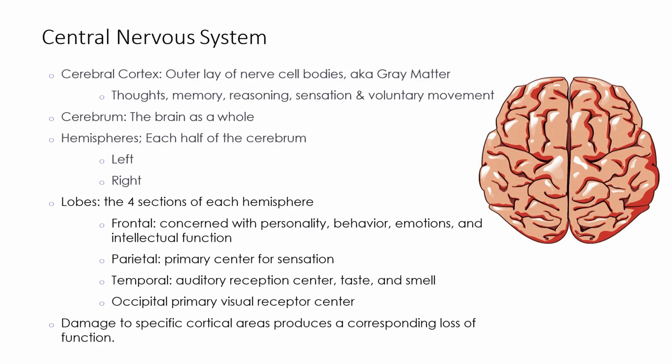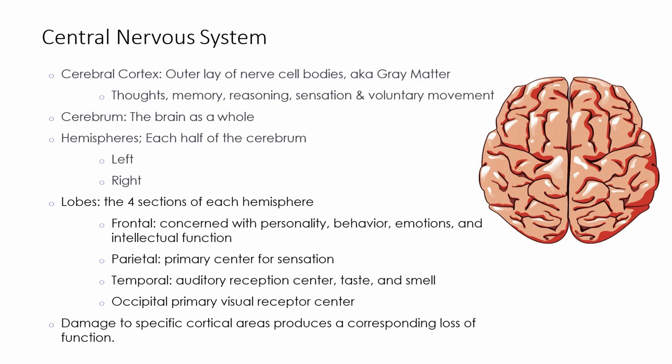The cerebral cortex is the outer layer of nerve cell bodies, also known as the gray matter. This is where we create our thoughts, store our memories, develop reasoning, have sensation, and voluntary movement. The cerebrum is the brain as a whole. Our cerebrum is divided into hemispheres. We have a right and left hemisphere. The hemispheres are then divided into lobes. There's 4 sections.